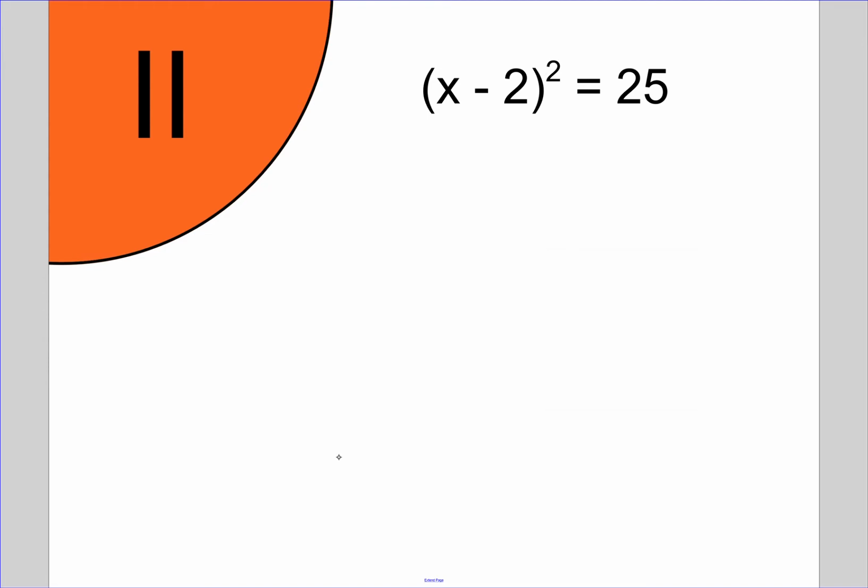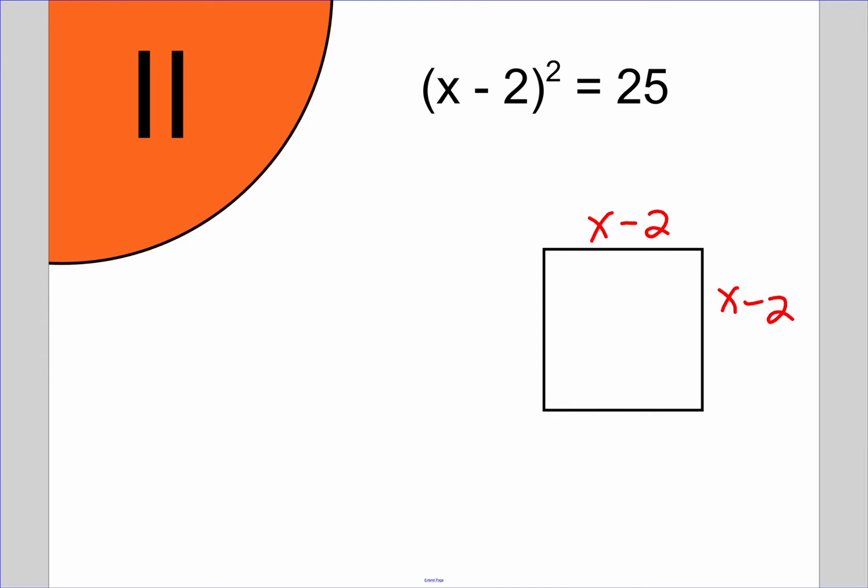We've got the quantity of x minus 2 squared equals 25. So we can still apply the geometry of the square, that symmetry of a square, to know that in this case, the side length is x minus 2, and the other side length is also x minus 2. And what we have is an area of 25. Well, what is it that we know that has a square that has an area of 25? We've got a couple of options. What we're used to is positive 5 and negative 5.